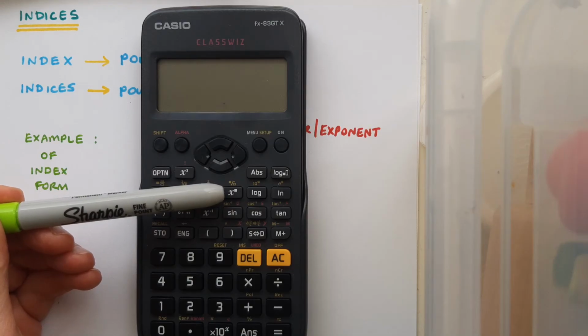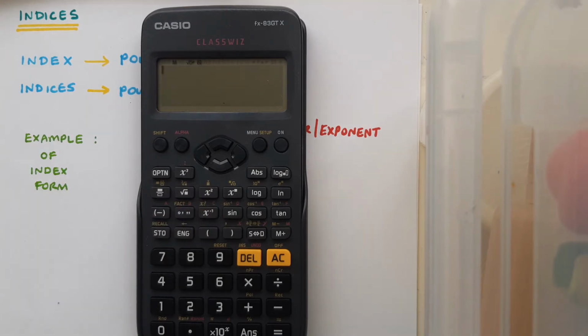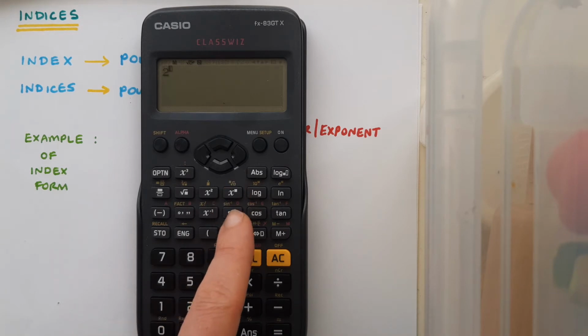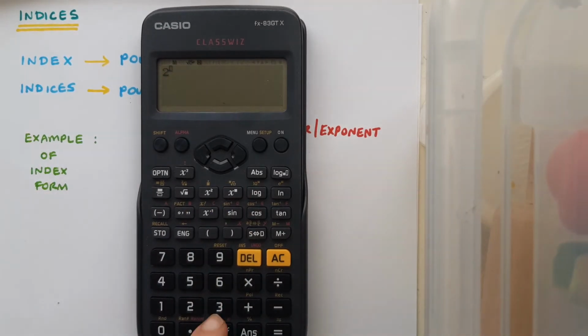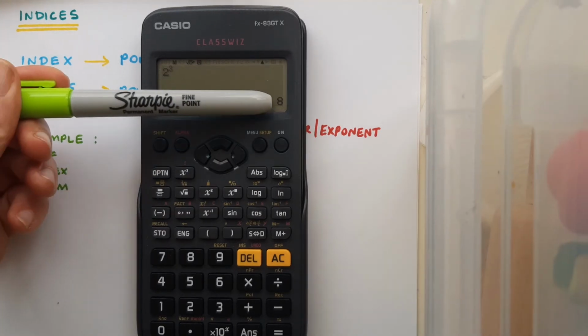On our calculator, this button is the power button or the exponent button that will allow us to evaluate any number written in index form. So if, for example, I wanted to evaluate 2 to the power of 3, I could simply type in 2, press this exponent or power button, and then there's a little space on the screen for the exponent. In this case, that's 3. When I press equals, I get my solution of 8.